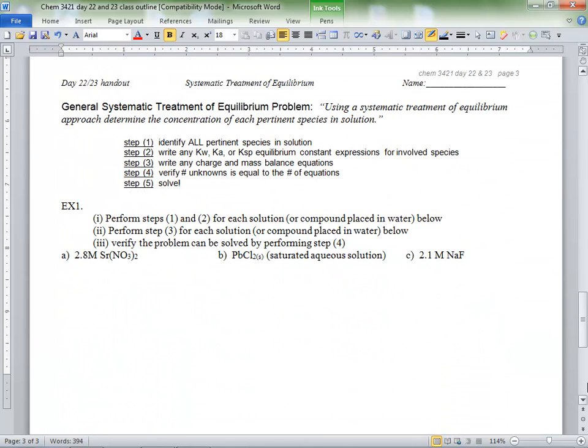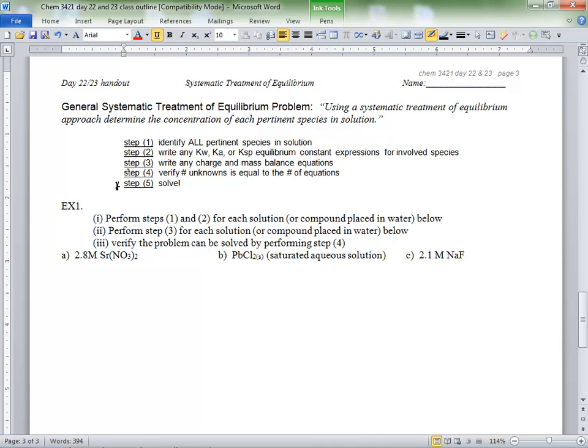So we'll start on this handout now. Using a systematic treatment of equilibrium approach, determine the concentration of each pertinent species in solution. So we need to identify all the species in solution, and then in the end determine all their concentrations. But determining all their concentrations is step 5. All we're doing today is setting things up. We're setting the math up, setting up the plug and chug. We're going to set up all of our equations.